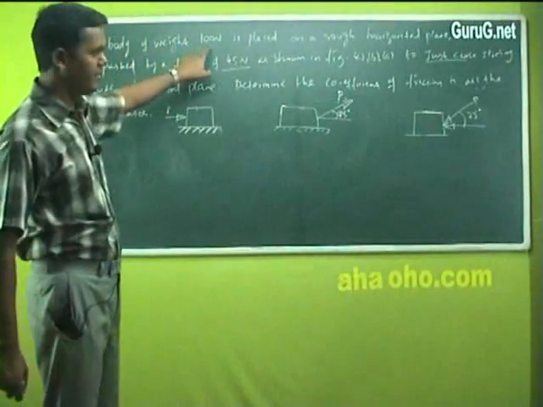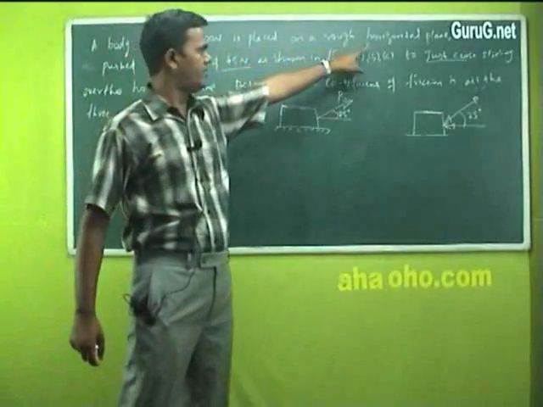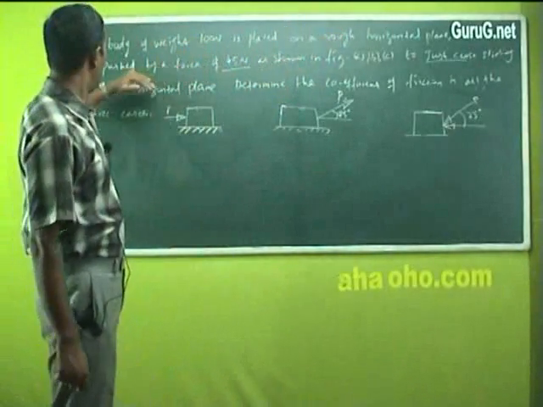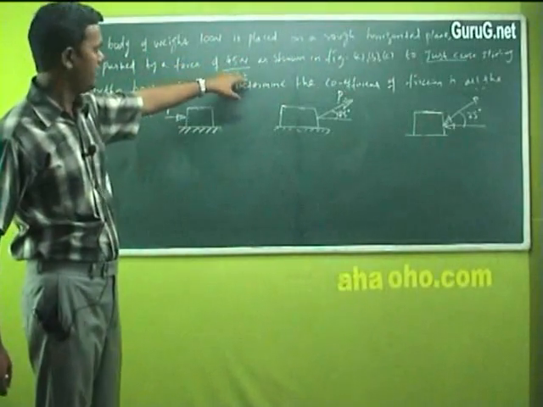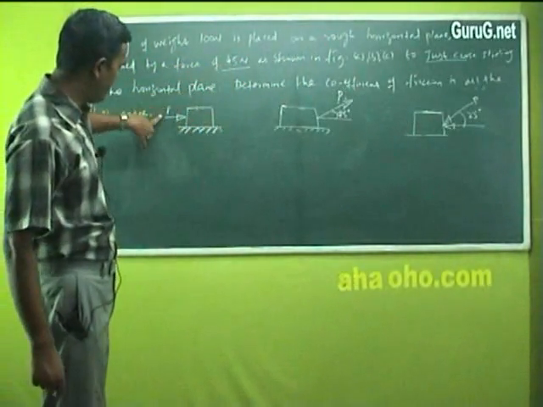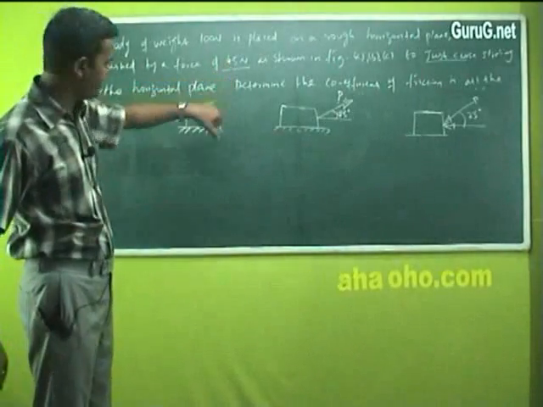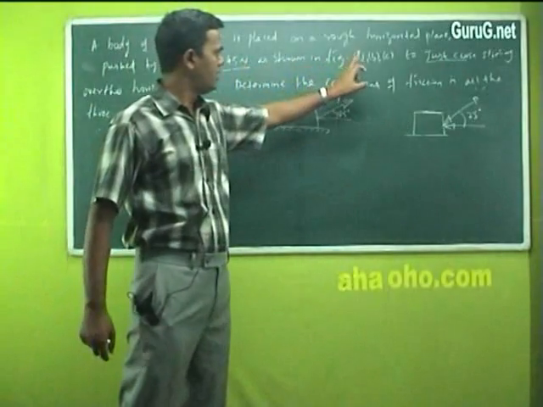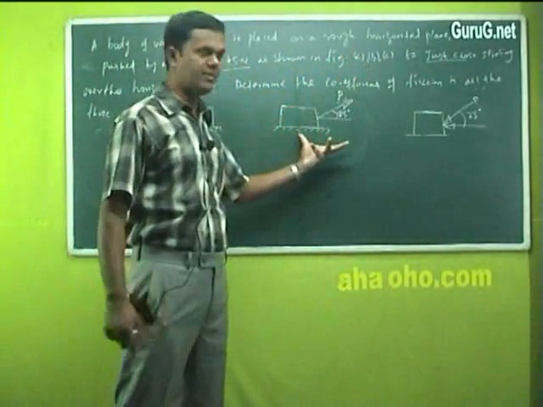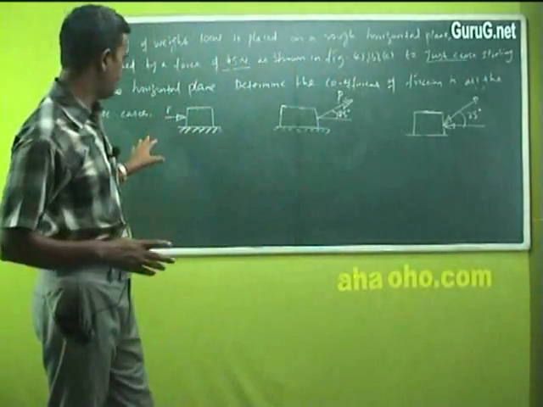A body of weight 100 Newton is placed on a rough horizontal plane, which is pushed by a force of 45 Newton. Pushing means the applied force has a value of 45 Newton, which is given by the symbol P here, as shown in figures A, B, C. There are three figures differently given. What is the difference in these figures?